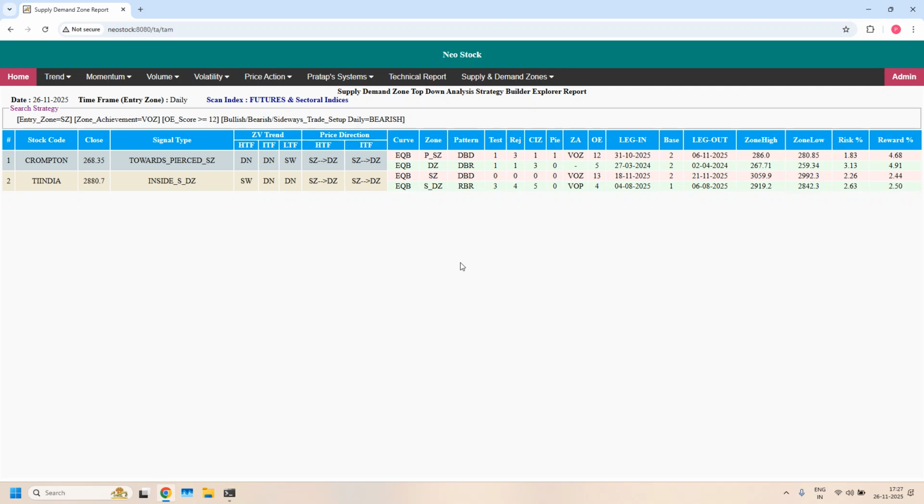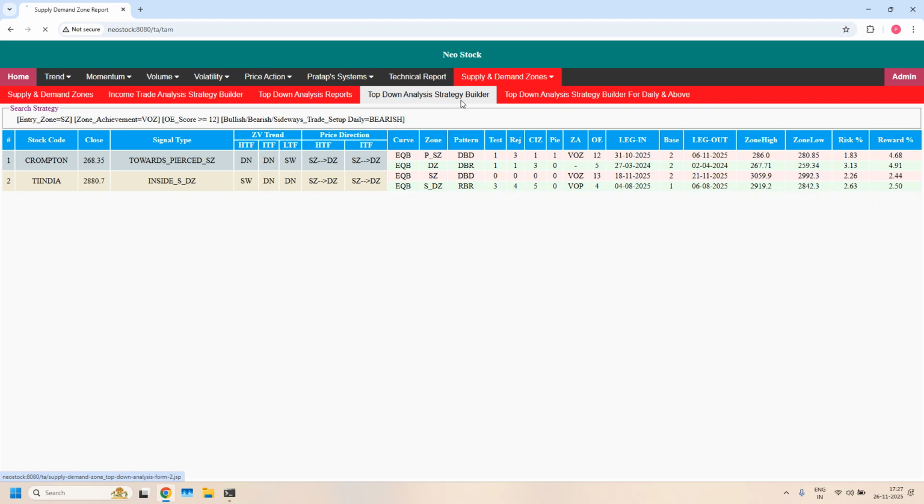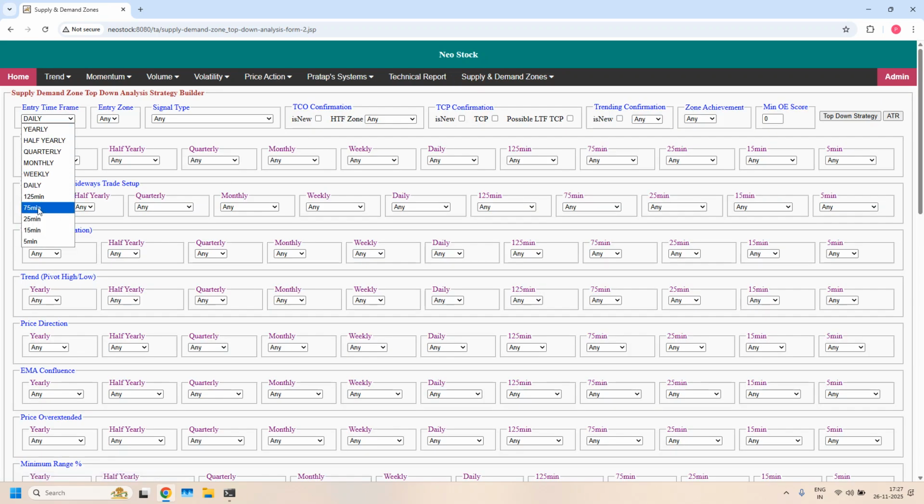Okay, next I will generate weekly income trades. First, the weekly income trade sideways long trade setup. Entry time frame zones are 75 minutes demand zone. And here at 75 minutes I am selecting sideways long. Zone achievement: violated opposing zone.